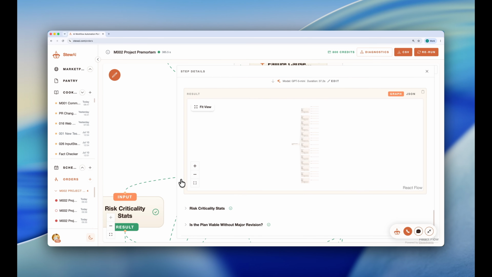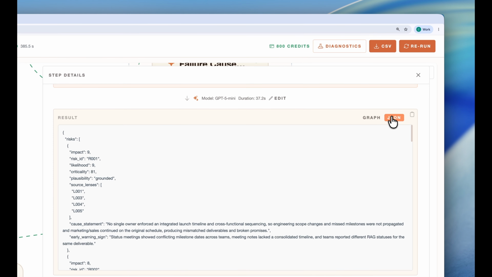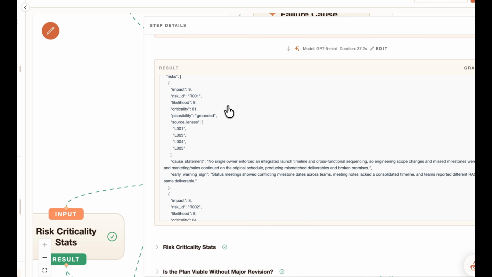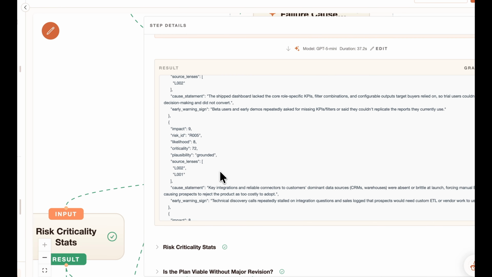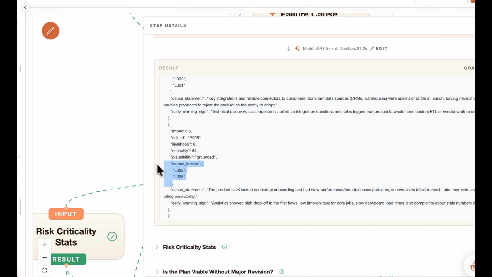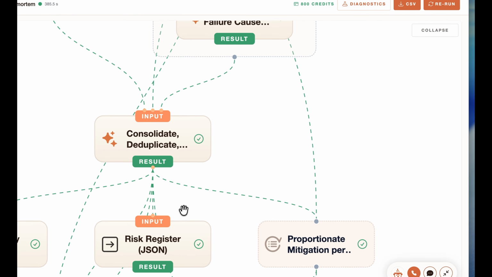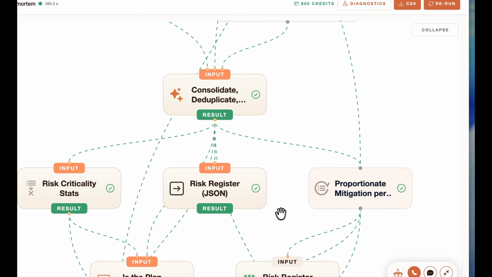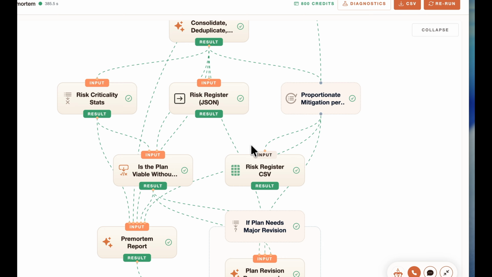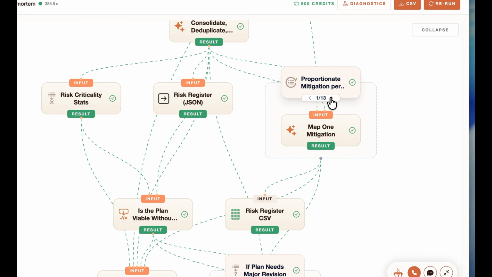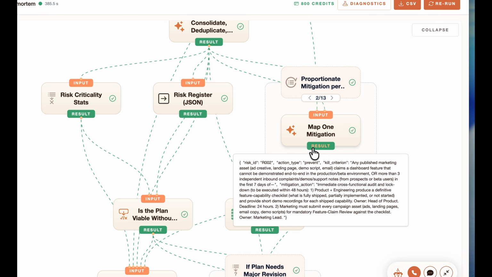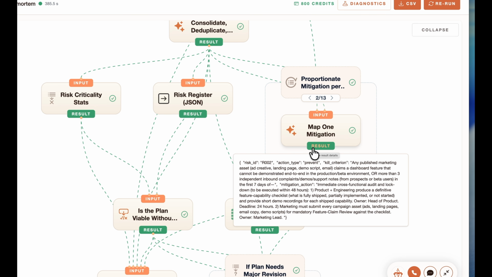Here's the consolidation. About 13 risks, and look at the source lenses column, because this is the payoff of keeping them apart. R001 was raised independently by 3 different lenses. Execution, engineering, and budget all arrived at the same failure from different directions. That is the convergence signal you cannot get from one person doing a bit of brainstorming. 9 of the 13 came back grounded or plausible, non-speculative, which honestly is the workflow telling me this plan's problems are real and not imagined.